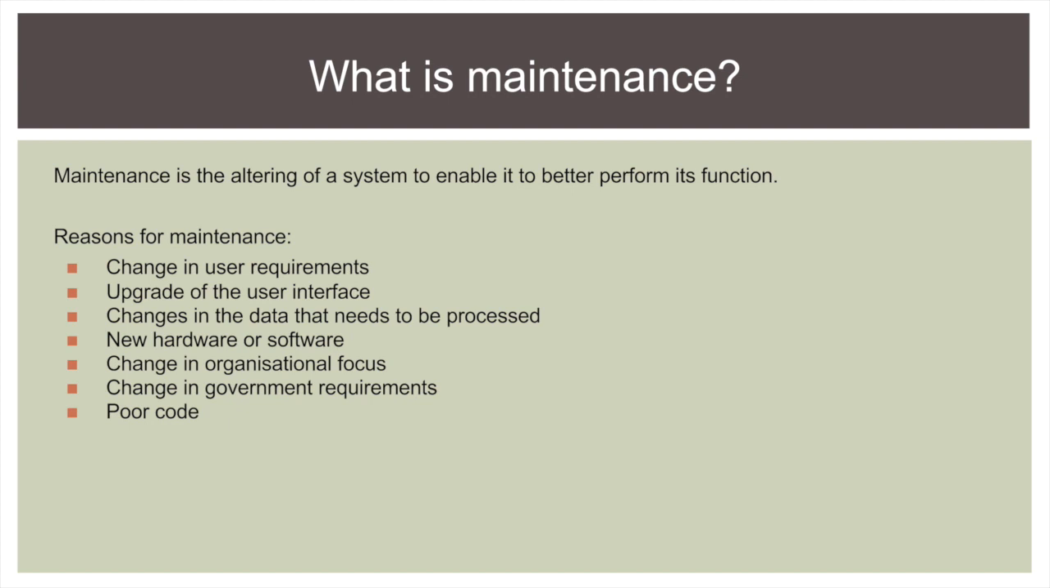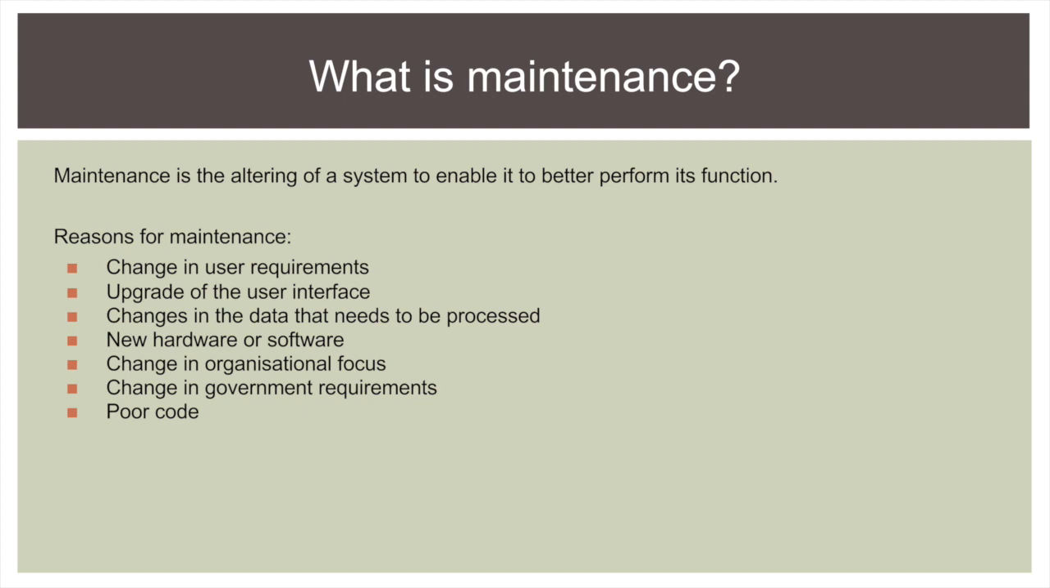We might have a change in the data that needs to be processed. So the system that feeds into our system might have differences, and we need to cater for those differences. Maybe we've got new hardware or software. We've upgraded our hardware, it's not compatible with our software anymore. Or maybe we've upgraded our operating system and we need to make it either more compatible or actually compatible because it's not compatible anymore.